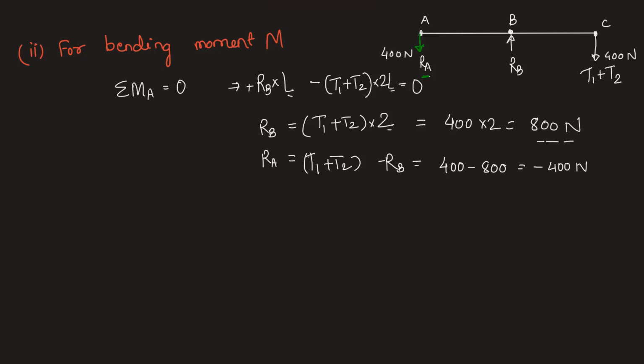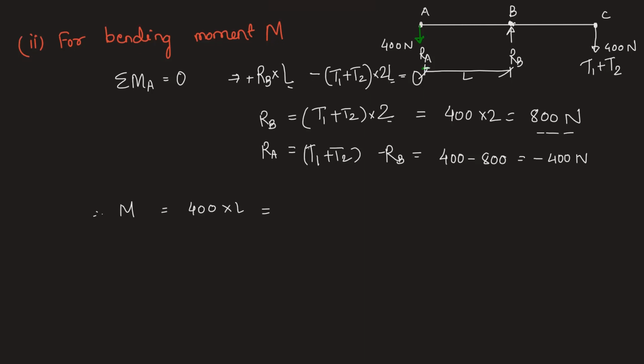So bending moment will be simply 400 Newton into this distance L, which will occur at the center. Therefore, M will be equal to 400 into L. The value is given to us as 0.5 meter. So we substitute it here, 400 into 0.5, which is 200 Newton meter. Here also we get the unit as Newton meter.